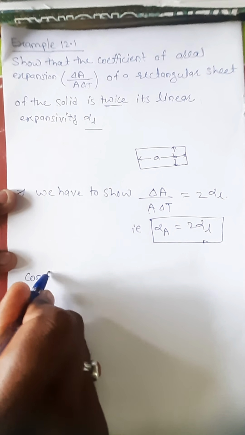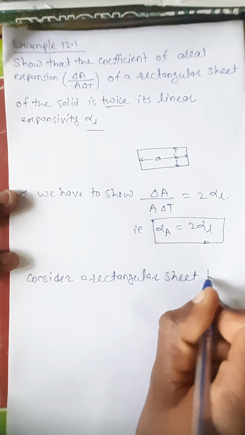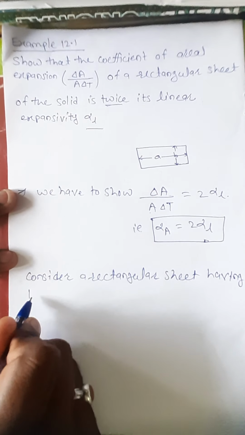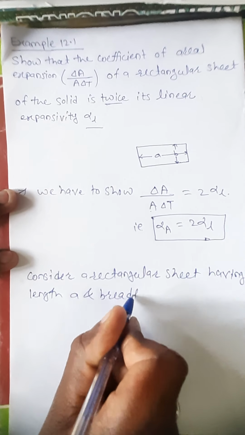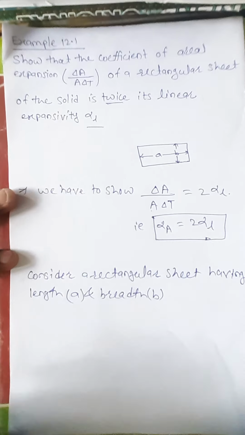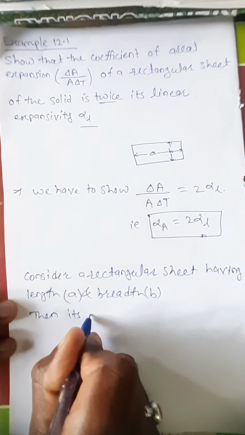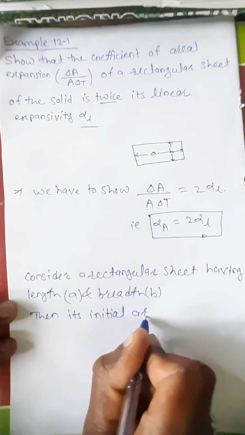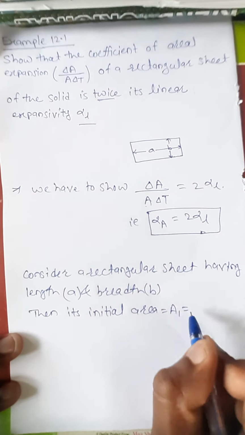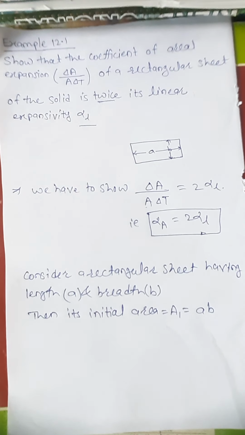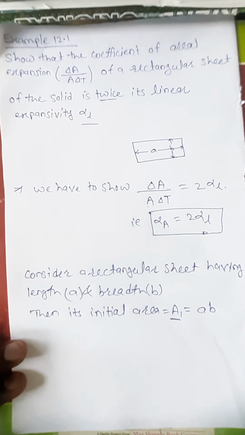Consider a rectangular sheet of a material having a length L and breadth B. Then its initial area A1 is equal to length into breadth, length is L and breadth is B. Therefore, its initial area A1, or only A, is equal to L into B.